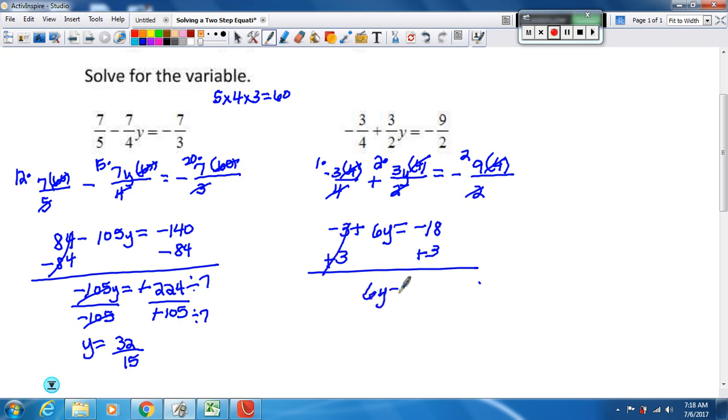6y equals negative 18, and a positive 3 is a negative 15. 6 times y, the opposite of times is divide. Divide both sides by 6. Y equals negative. Okay, simplify your fraction. These can be divided by 3. So negative 15 divided by 3 is negative 5, and 6 divided by 3 is 2. So the answer for this one is negative 5 over 2.